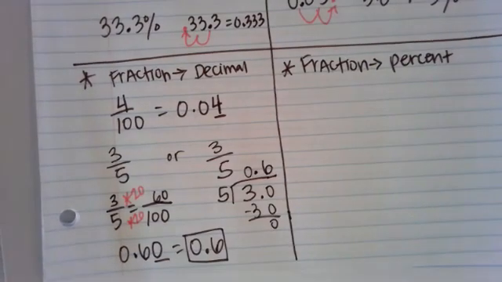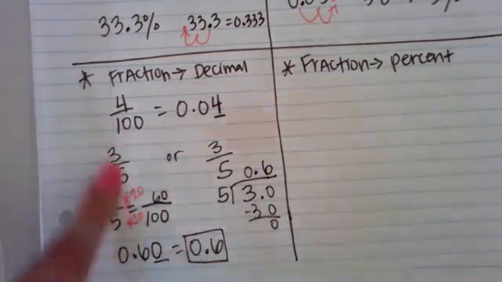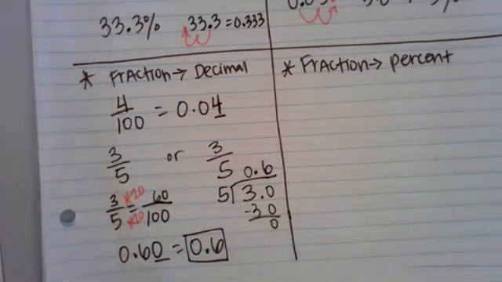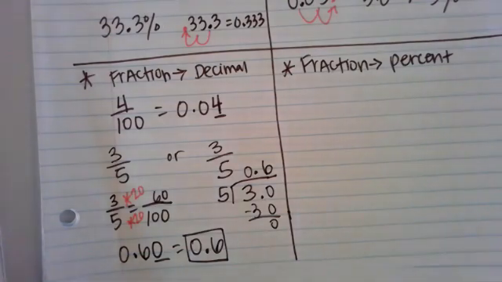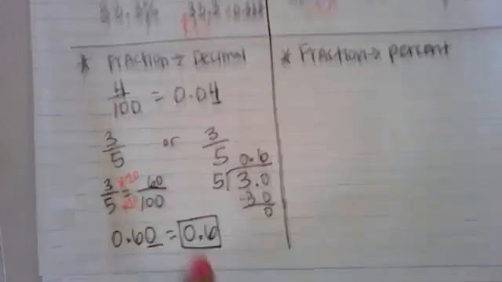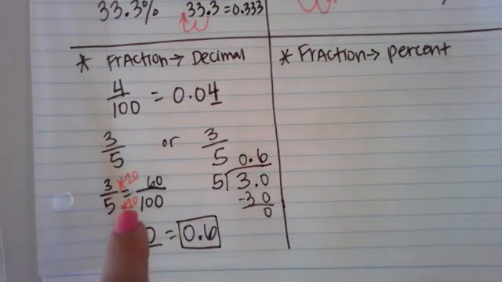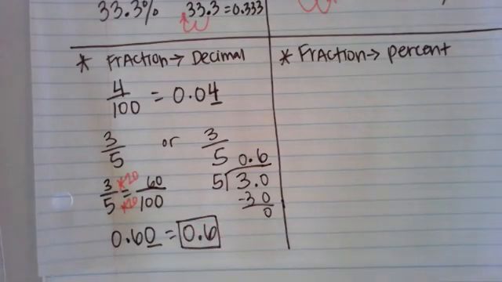Okay, so either one of these methods can work. However, depending on your denominator, you may not be able to use this equivalent fraction method. You'll have to do the long division. It's a little harder because long division tends to be complicated sometimes. So this is how we put fractions into decimals. We either divide the numerator by denominator to get the decimal, or we can set up an equivalent fraction over 100 if our denominator is a factor of 100 and go from there, okay?